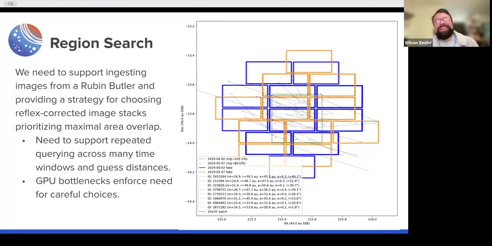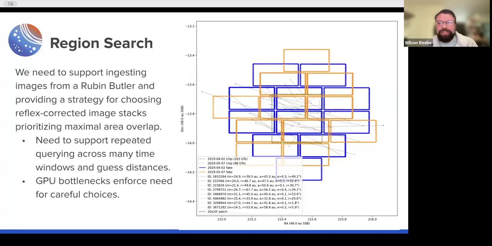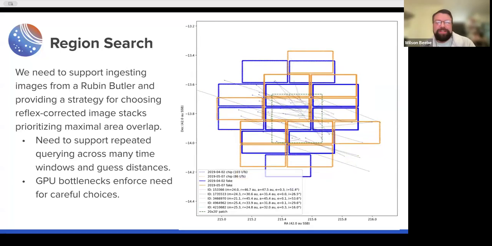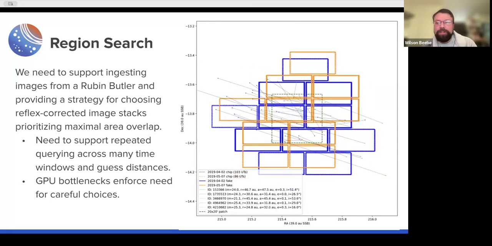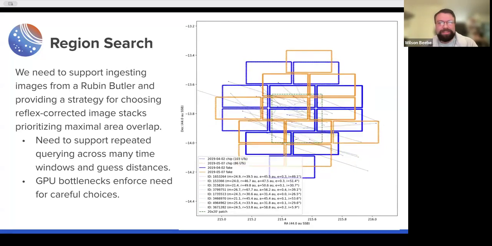Hi, thank you, Max. I'm Wilson Beebe, a software engineer on LINCC Frameworks, and I'm going to discuss the sort of region search aspect of the problem that I've been working on with Colin Chandler, who's also been the one who's hosting today's talk.